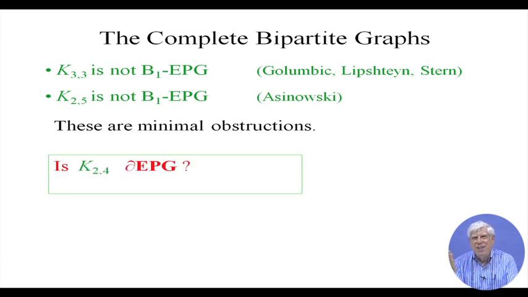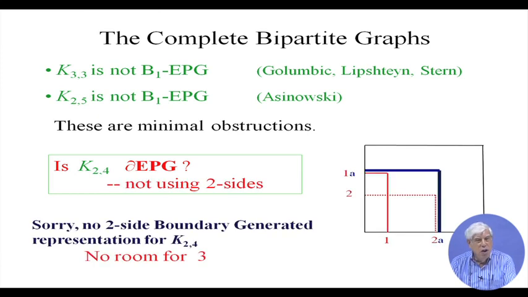So I'll ask the question, is K24 boundary EPG? We know that it's B1 EPG because 4 is smaller than 5. And these are minimal obstructions. But is it boundary EPG? You might ask. Well, not using 2 sides.